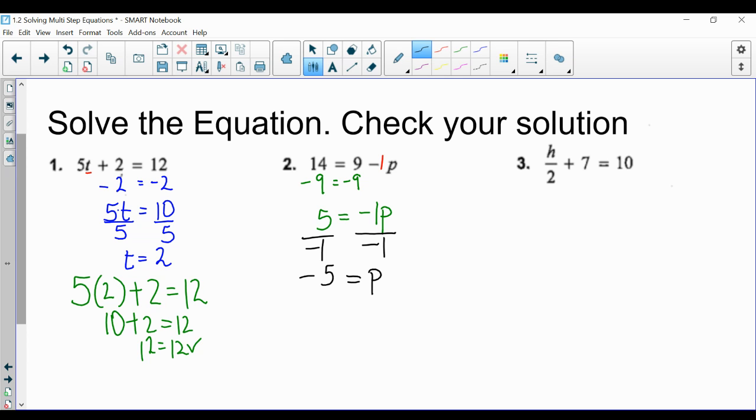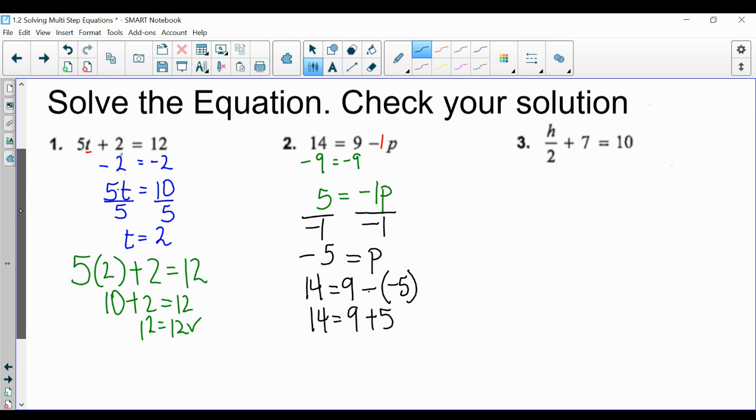So we're going to substitute it back in just to make sure that we get the correct answer. So 14 is equal to 9 minus negative 5. And this is kind of like what our warm-ups were, this negative negative here. So 14 is equal to 9. Negative negative is plus 5.